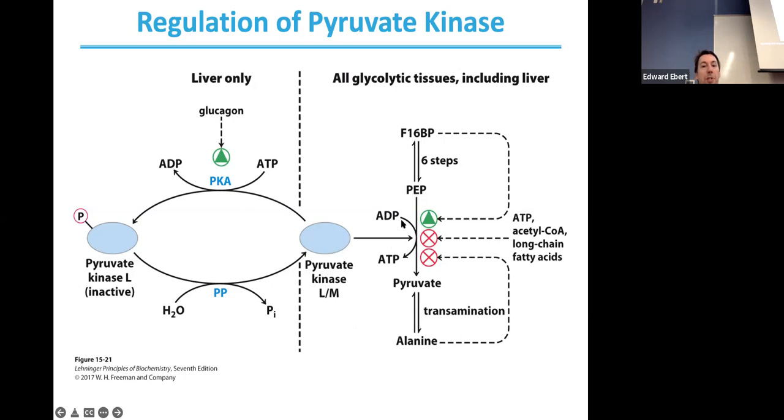We can also see our allosteric effectors in here. ATP, acetyl-CoA, long chain fatty acids all bind to it and inhibit it. Alanine feeds back and inhibits it. And F16BP feeds forward and activates it. So this is just kind of a summary of those previous two slides.